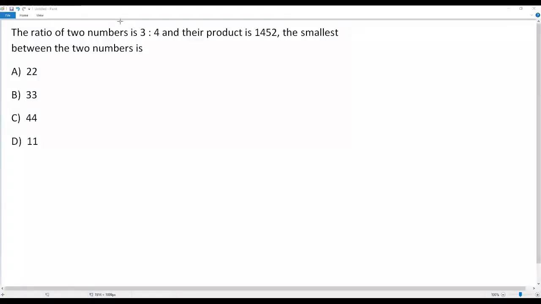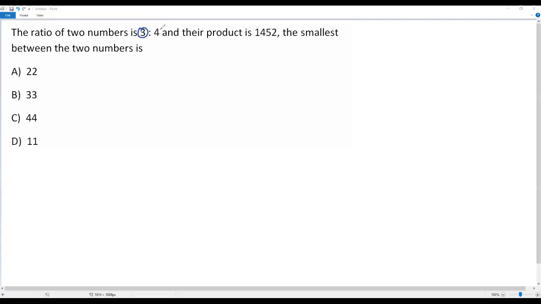Here we have a math problem on fundamentals of business mathematics. Okay, let's go with the question. The ratio of two numbers is 3 to 4 and their product is 1452. The smallest between the two numbers is. Okay, here we have the ratio of two numbers, that is 3 to 4, and in those two numbers we have to find the smallest number.